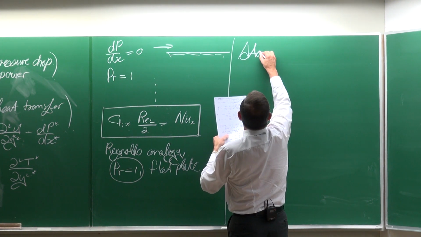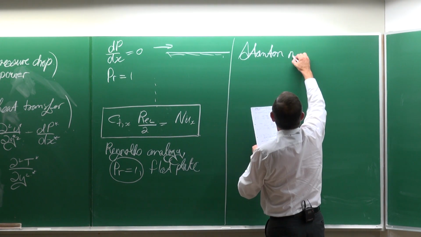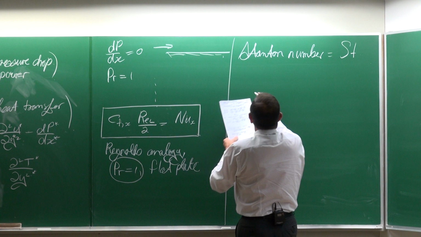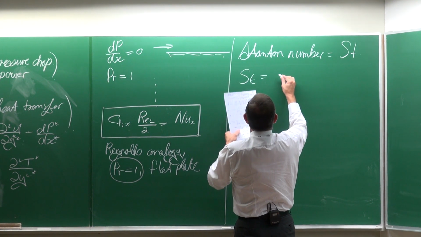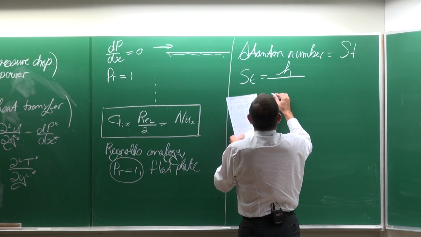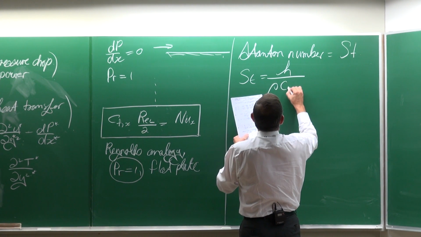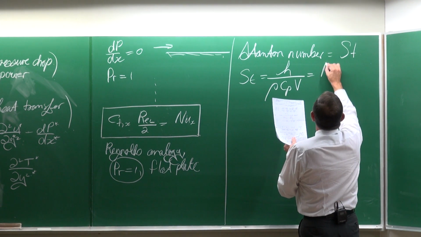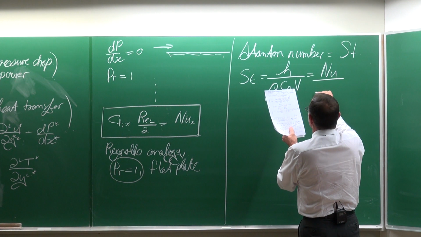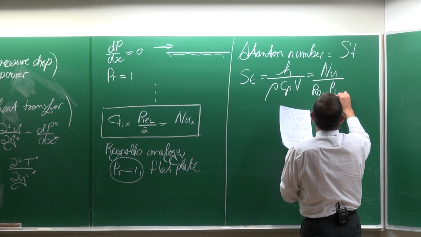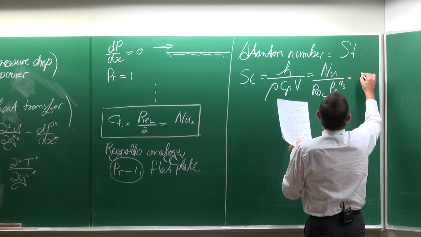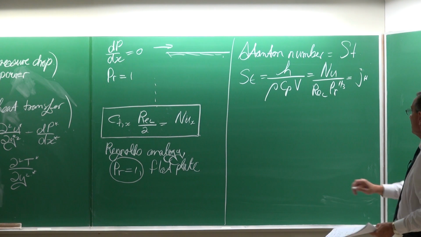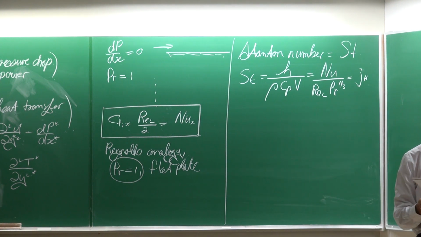Before we do that, we first need to define what is called the Stanton number. The Stanton number is also a non-dimensionalized heat transfer coefficient, and it is equal to the heat transfer coefficient divided by the density, the Cp, and the velocity. It can be written as the Nusselt number divided by the Reynolds number and the Prandtl number to the third, and it is also known as the J factor. The J factor, H to indicate the heat transfer J factor.